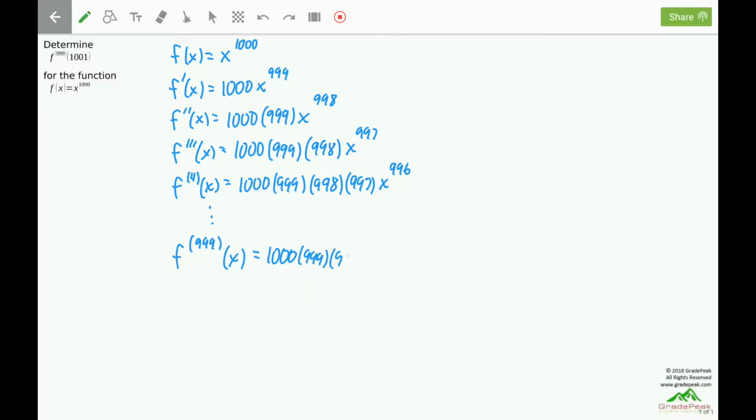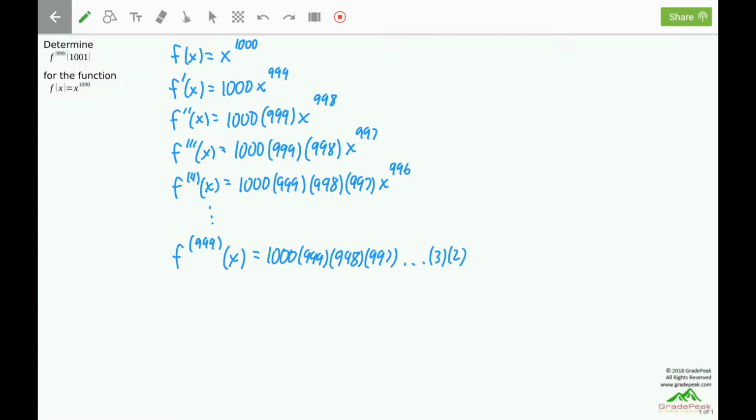And that means we should have 1000, 999, 998, 997, and so on, all the way down to the 3 and the 2. But we won't have the 1 because that'll be 999 numbers. If you take it all the way to the 1, that'll be 1000 numbers, and we don't quite have the 1000th derivative. We have the 999th derivative here.